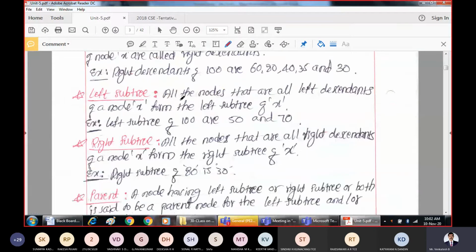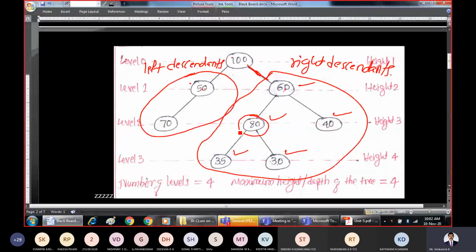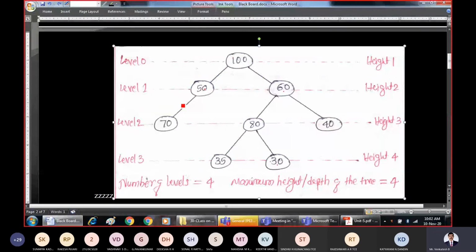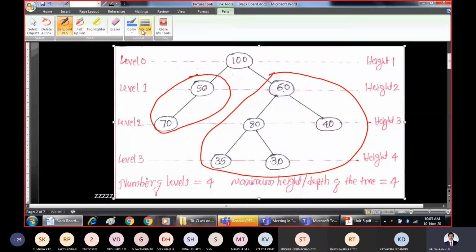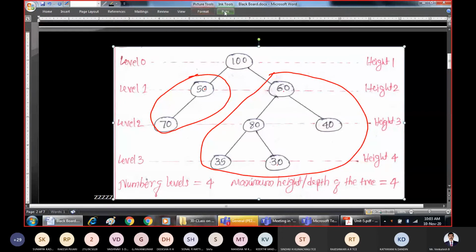Left subtree, right subtree, both are the same. All the nodes that are left descendants are called the left subtree of that node. For example, for 100, this is the left subtree and this is the right subtree. The nodes which are lying towards the left are called left subtrees. Next, for 60, this is the left subtree, and this is the right subtree.